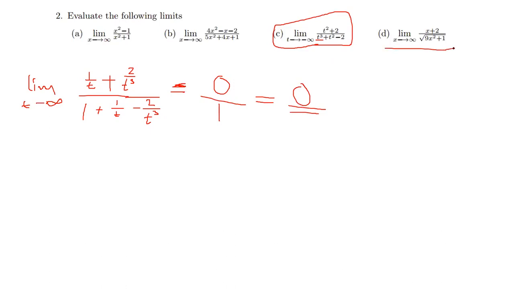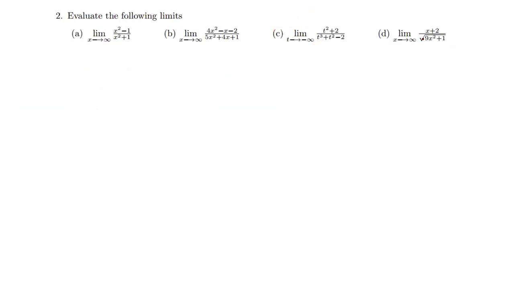So we do the last part here. The last part is the limit of x plus 2, and then everything divided by the square root of 9x squared plus 1, when x is approaching infinity. This one is a little bit tricky, so you need to concentrate, see what I'm going to be doing here.